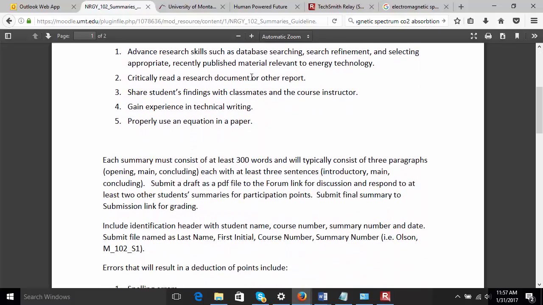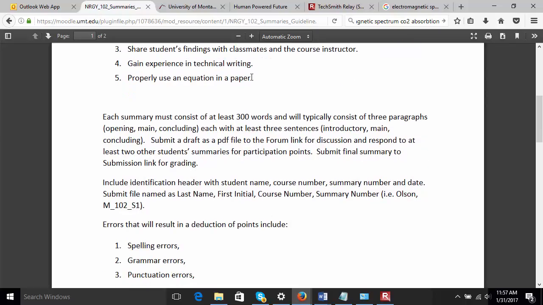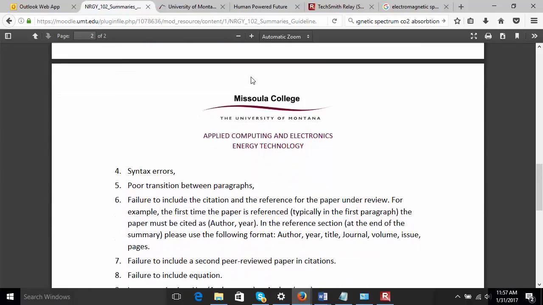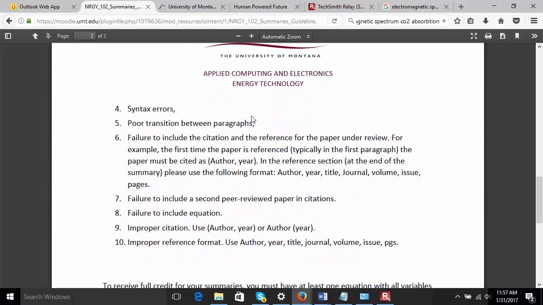300 words, 3+ paragraphs. So you have to have that second paper and an equation.